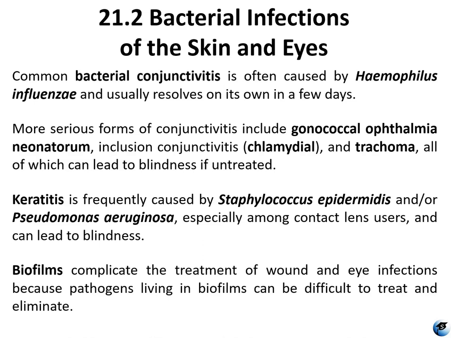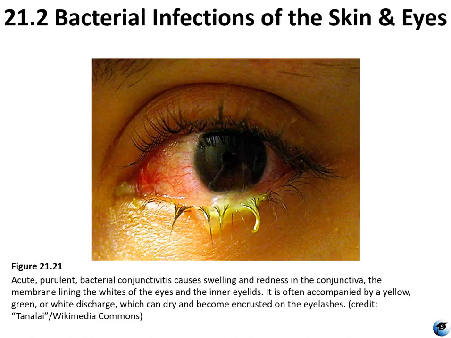Biofilms can make treatment of these infections much more difficult, because when pathogens live in a biofilm, they're communicating with each other, and they're physically attached to each other, and they kind of protect each other. So it becomes more difficult to treat them. Figure 21.21, this is an acute bacterial conjunctivitis caused by a biofilm, and it's showing the swelling and the redness that accompanies this type of infection.